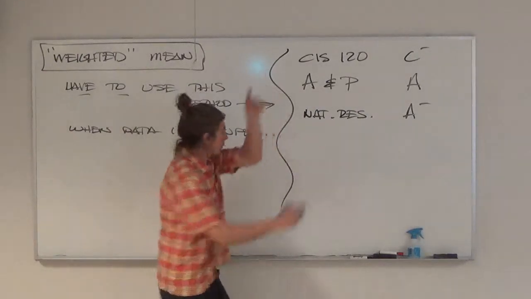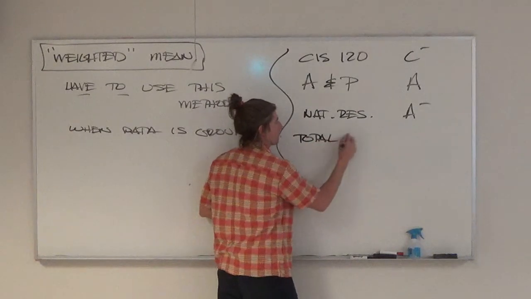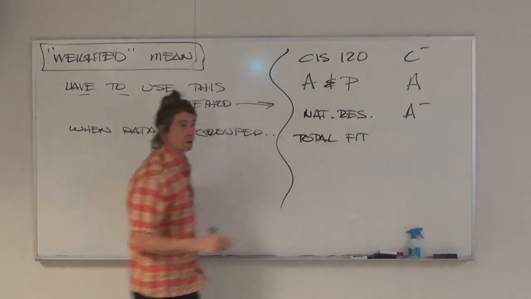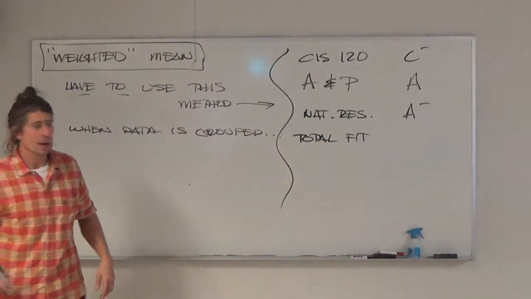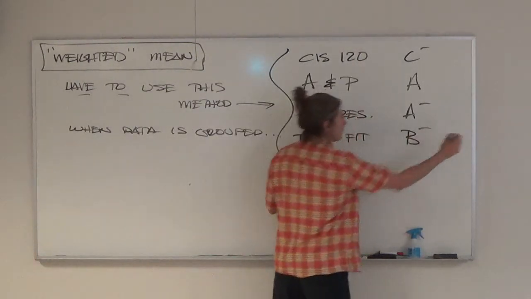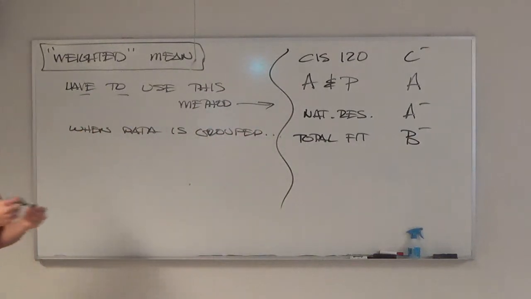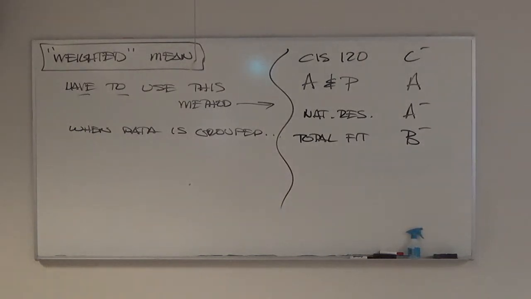One more class, total fit. Greatest one credit class you'll ever take, Austin knows. And let's say you get a B minus in that because you skipped a couple classes and didn't make them up. Okay. What's this student's GPA? So what's missing? The numbers.